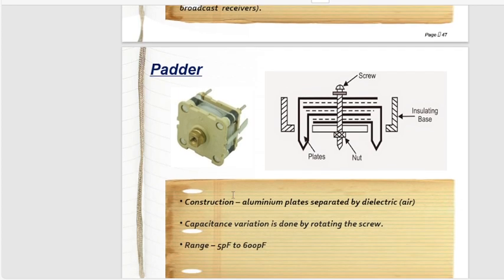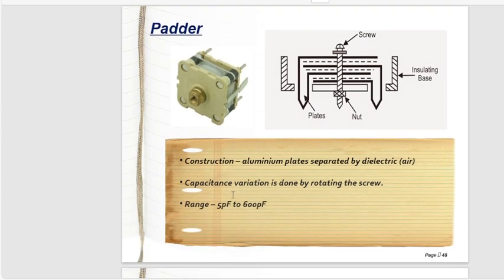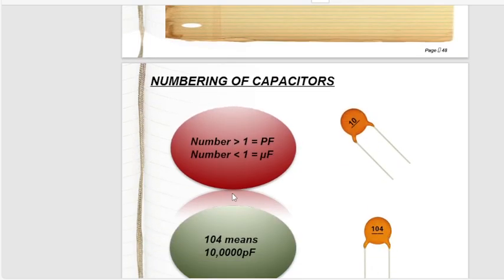And then we discuss the padder. The padder is constructed using aluminum plates separated by air as the dielectric. Here we have air as the dielectric. Capacitance variation is done by rotating the screw, and its range is 5 picofarad to 600 picofarad.